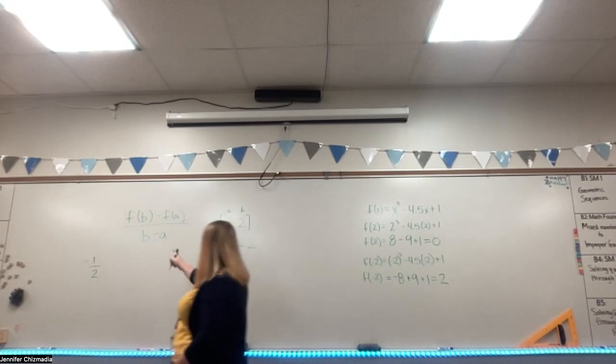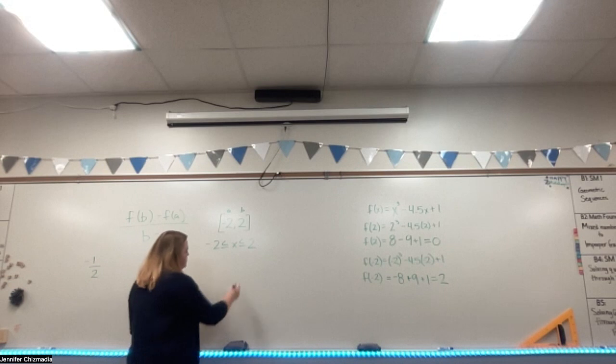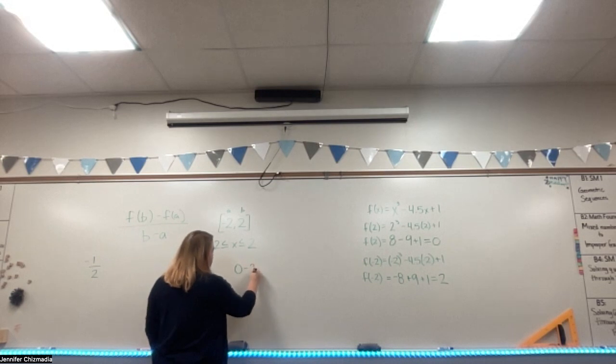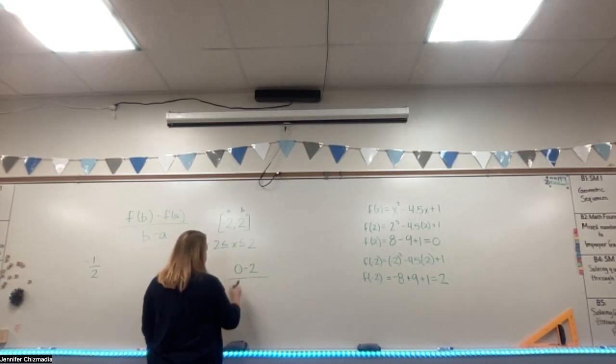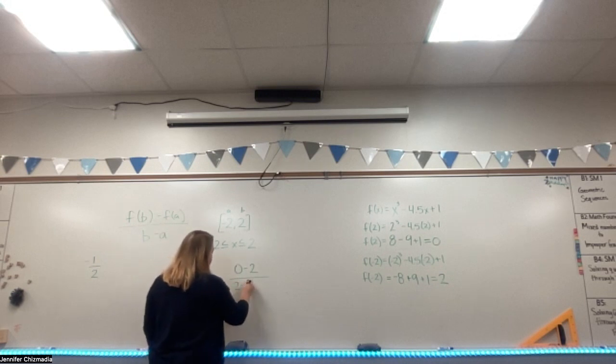Okay, so now we're going to put it into this. We have everything we need. F of b was 0. F of a was 2. And we had b, which is the 2, when it's the negative 2.